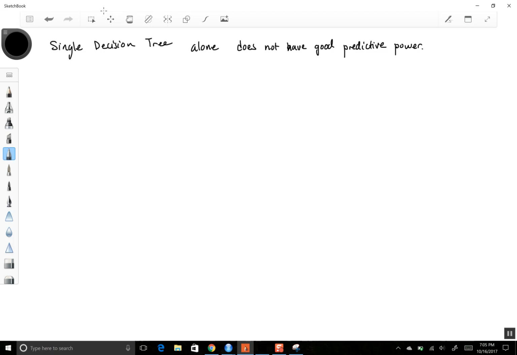So people have come up with ways of trying to improve the use of a tree. Okay. The nice thing, though, single decision tree does not have good predictive power. However, a major pro is that it is very easy to explain.